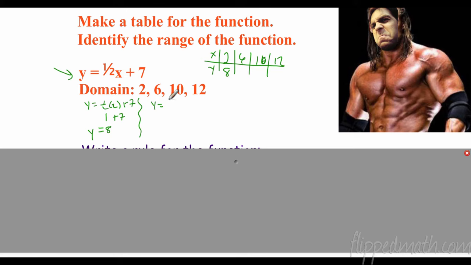y equals, let's put in 6. Half of 6 plus 7. I multiply first, so half of 6 is 3. 3 plus 7 is 10. So when my input is 6, my output is 10.